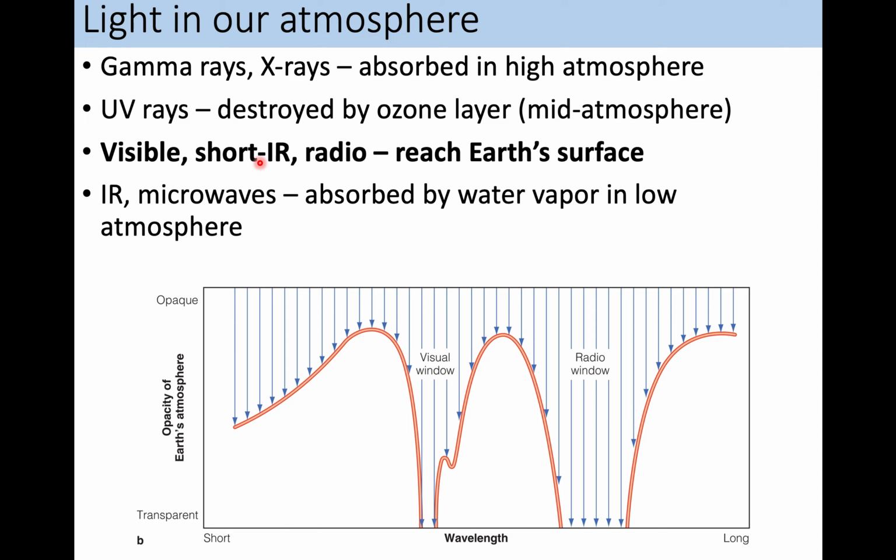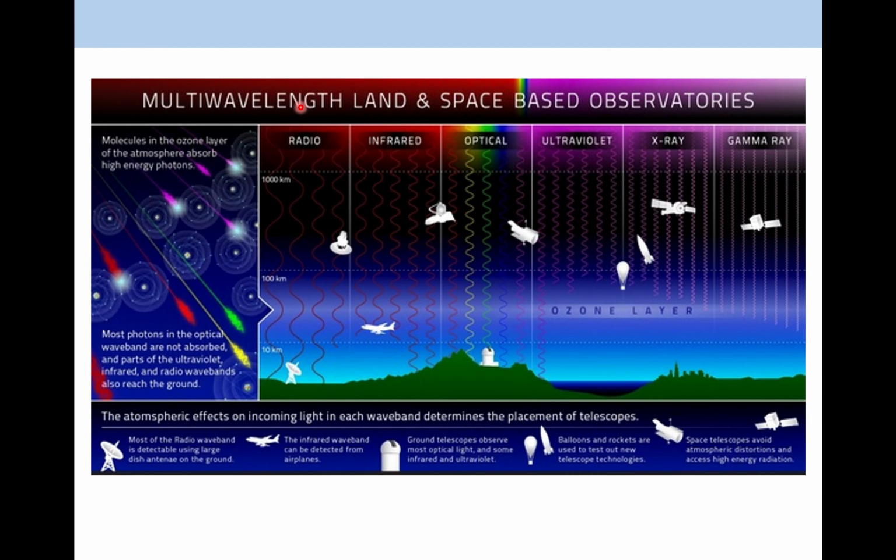Now the visible wavelengths, shorter IR wavelengths, so not the whole spectrum, but the shorter side of the IR wavelengths, and the radio wavelengths do actually reach Earth's surface. So we do receive visible, shorter IR and radio wavelengths from space, and they will reach all the way to the Earth's surface. The other wavelengths, for the most part, do not make it to the surface of the Earth, which is great because we would not be here if the gamma rays and X-rays made it through our atmosphere to the surface of the Earth.